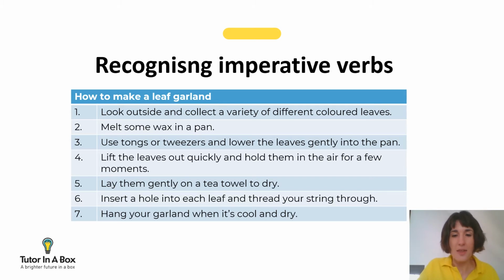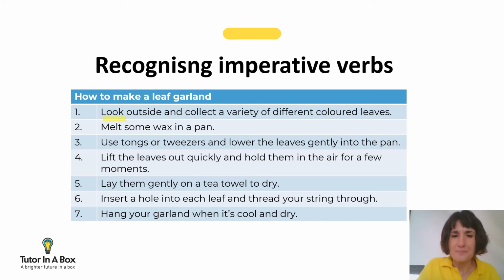Okay, so I think let's have a go at doing the first one together. Okay, so I've got my highlighter here. I'm going to read for the first one. So we've got look outside and collect a variety of different coloured leaves. So what is the action that I'm doing here? Well, I'm needing to look. So I'm needing to go and look outside. So I'm going to highlight that.